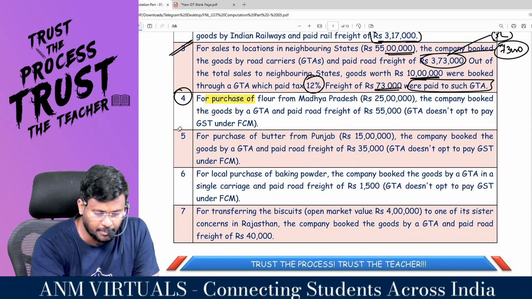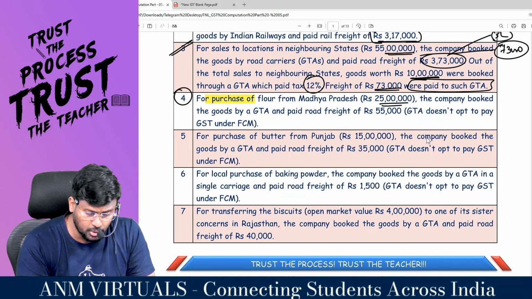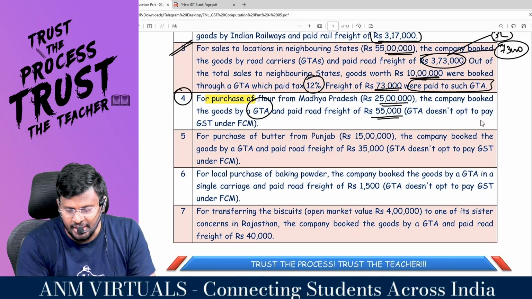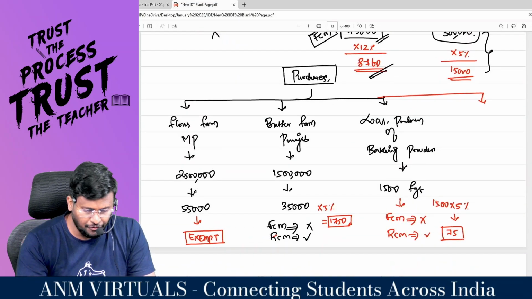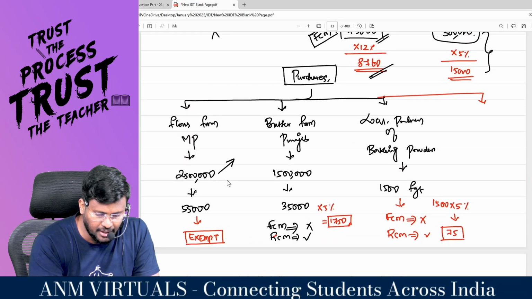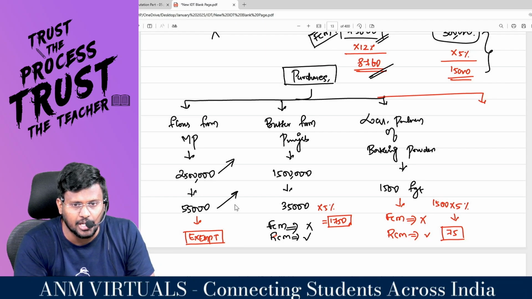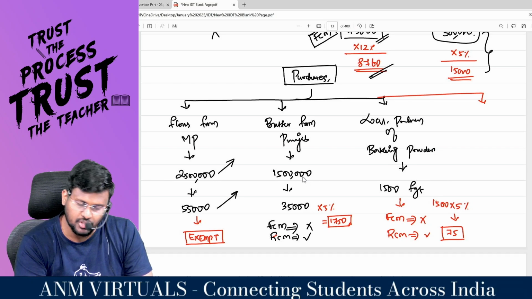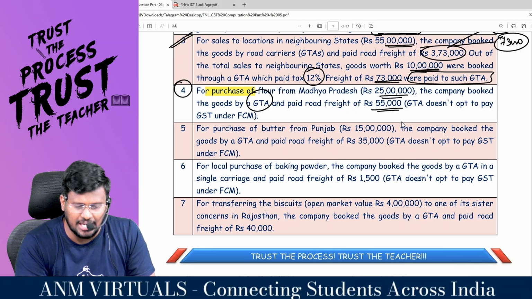I'm going to start with the purchases. For purchase of flour from Madhya Pradesh, how many lakhs did you pay? The company booked the goods by GTA and paid road freight of 55,000. GTA does not opt to pay GST under what CM? FCM. Since flour from Madhya Pradesh is 25 lakh and 55,000 freight has been paid, transportation of agriculture produce is exempt from GST.